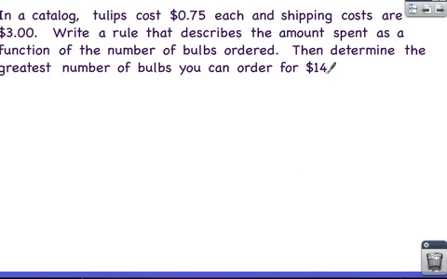Pause the movie and try this question. Resume when you're ready. In a catalog, tulips cost 75 cents each, and shipping costs are $3. Write a rule that describes the amount spent as the function of the number of bulbs ordered. Then, determine the greatest number of bulbs you can order for $14. So we don't know how many bulbs are ordered, so that's going to be our x.